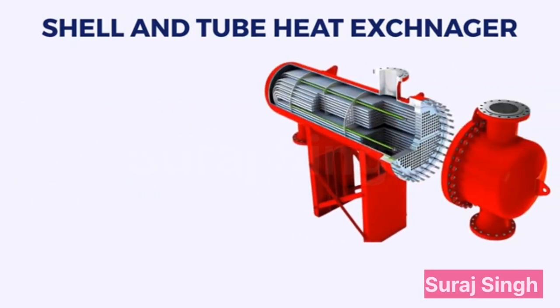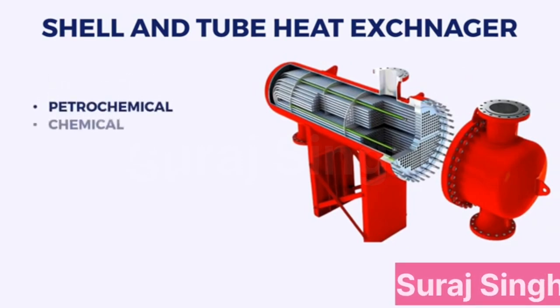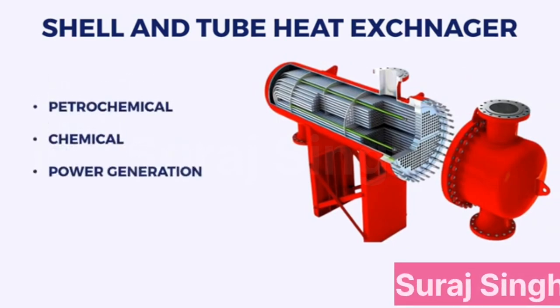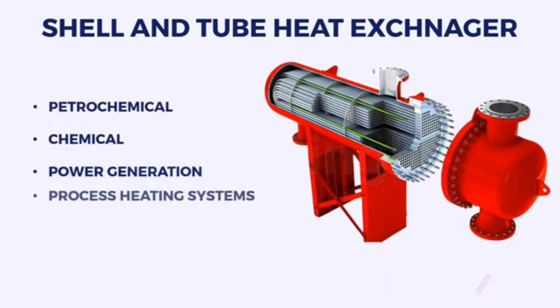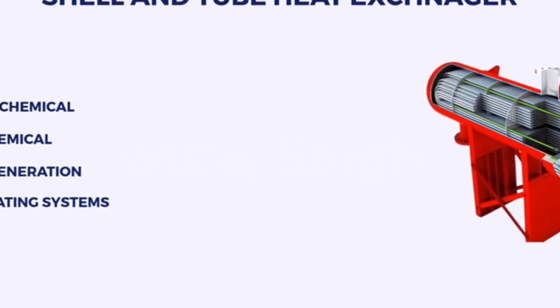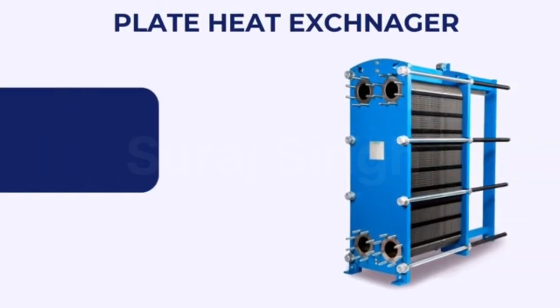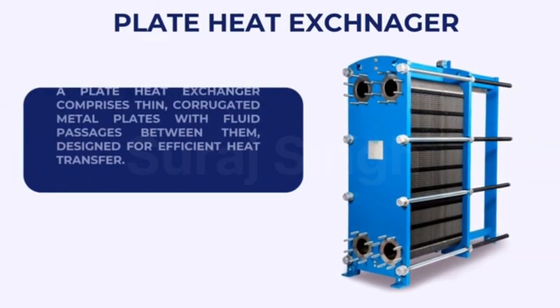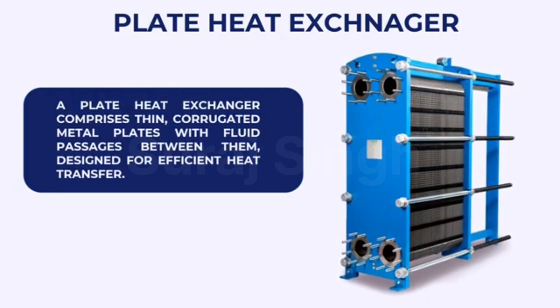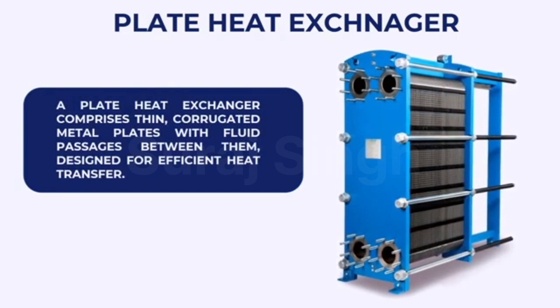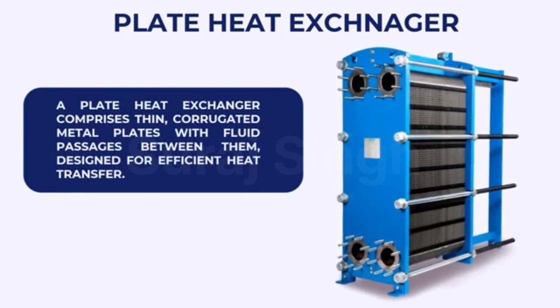Shell and tube heat exchangers find widespread application in petrochemical, chemical, and power generation industries, as well as in process heating systems. Plate heat exchanger. A plate heat exchanger comprises thin, corrugated metal plates with fluid passages between them, designed for efficient heat transfer.